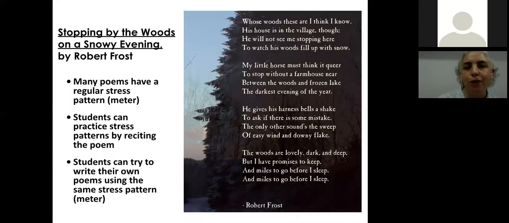this poem, the last stanza on the bottom: the woods are lovely, dark and deep, but I have promises to keep, and miles to go before I sleep, and miles to go before I sleep. So you can tell when you slowly clap it out with your students, each line has 4 stresses. So it's a fun way for students to gain an awareness of that same stress pattern in English.